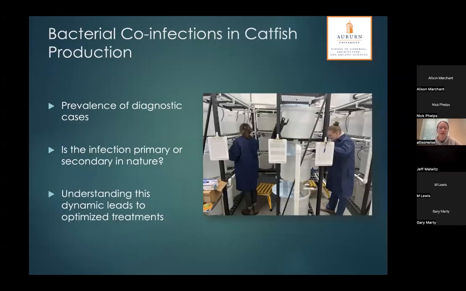There has been a prevalence of diagnostic cases demonstrating and pointing towards multiple pathogen infections in the industry. What we really want to know about these infections is which pathogen is primary and which is secondary, so which is actually causing disease, and which is just adding on as an opportunistic pathogen. Understanding this dynamic can lead to optimized treatments, because currently treatments are limited to very few antibiotics. We really want to ensure that we're treating the correct pathogen with the correct antibiotics. And this can be difficult with co-infections because they involve multiple pathogens.